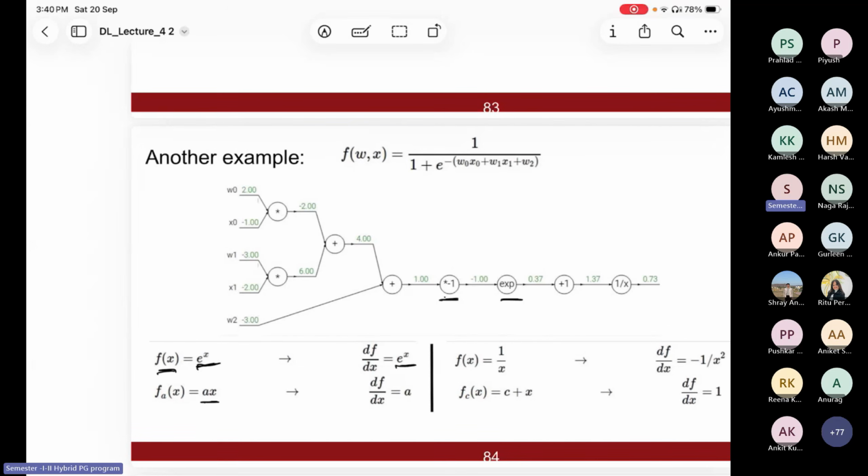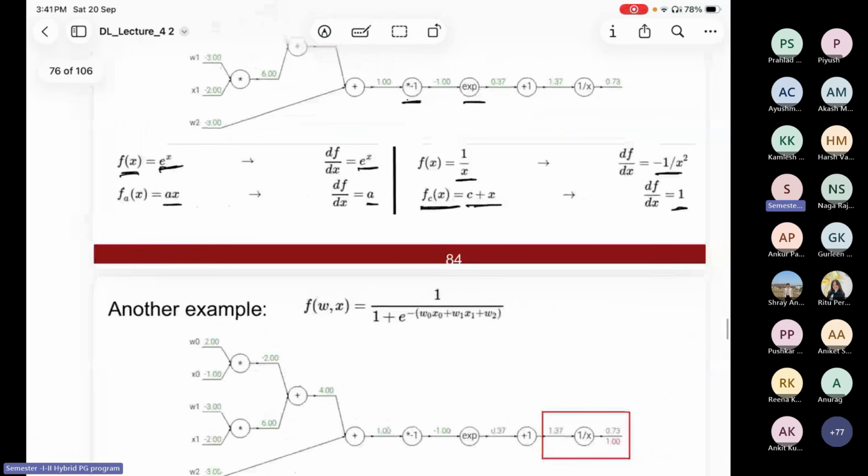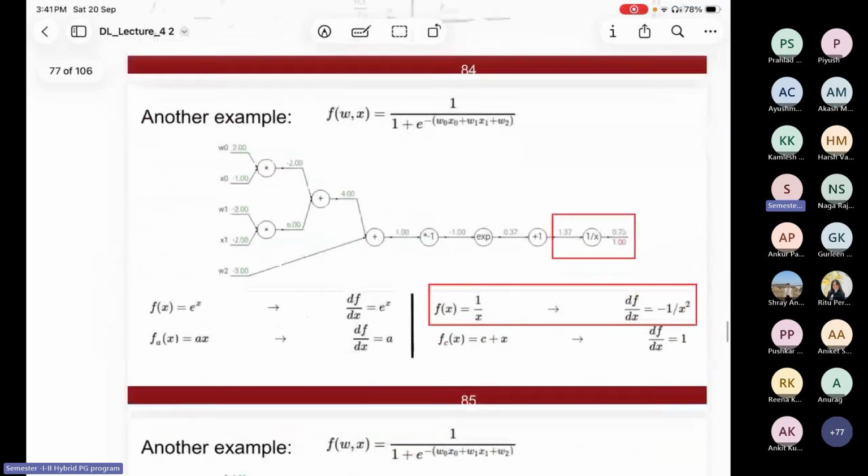If you are given a into x, and I ask what is the derivative or gradient of this with respect to x, that will be a only. So the constant part will come out. If you have 1 by x, what is the gradient with respect to x? You know the formula, that is -1 by x squared. If I give you c plus x, what is the derivative of this function with respect to x? You will say 1. Okay. So these are very simple stuff, very simple mathematics.